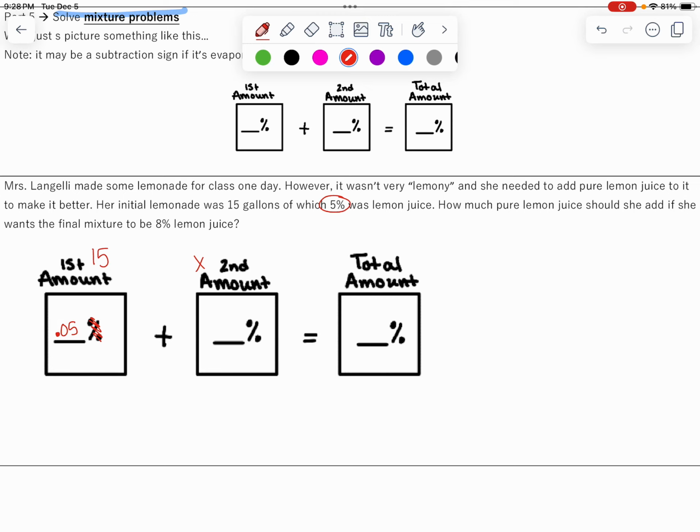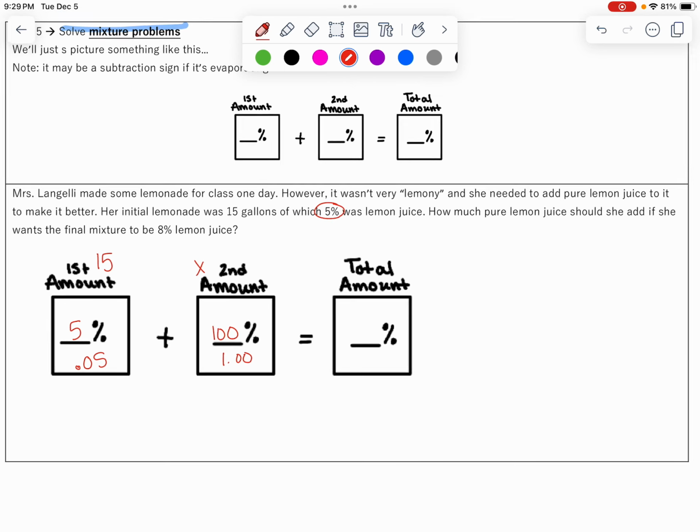But how much, don't overthink this. How much percent of lemon juice is in lemon juice? 100%. There you go. So this is 100% or just 1.00. Maybe that's how I should have written this one over here. Maybe I should have written 5% and then 0.05.